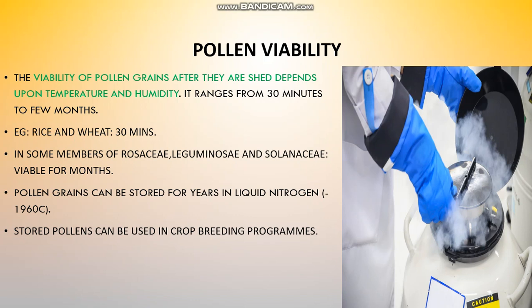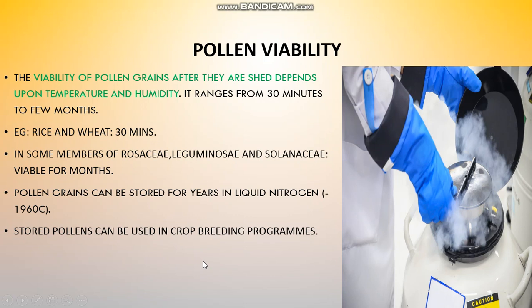In some members of Rosaceae, Leguminosae and Solanaceae, their pollens are viable for months, 1 month, 2 months or 3 months. Now, pollen grains we can store for years in liquid nitrogen at minus 196 degrees Celsius. At this low temperature, all the metabolic activity stops and we can preserve them for several years. And the pollens of good quality can be used in crop breeding programs for crop improvement.